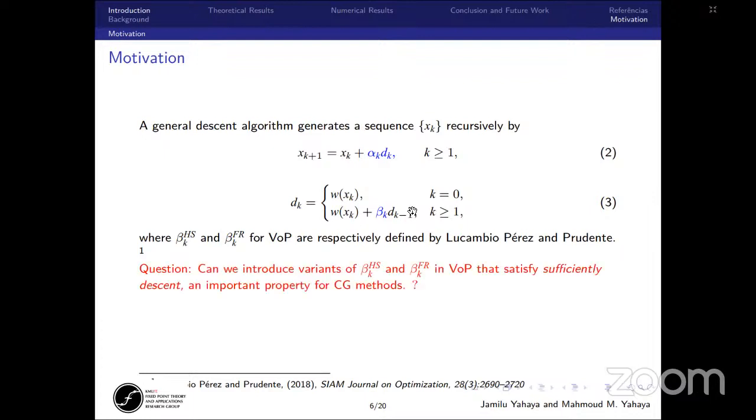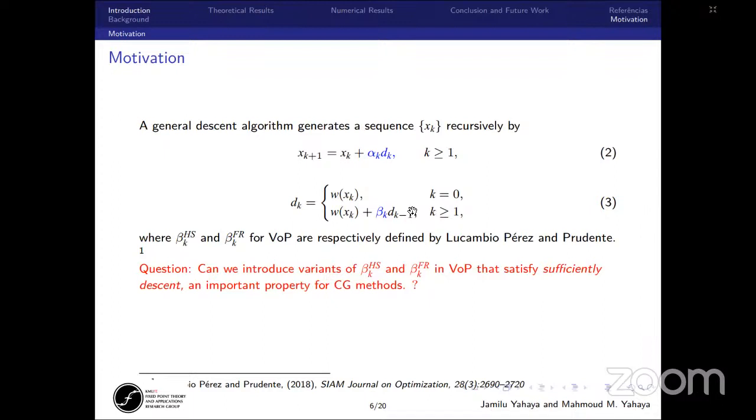But in equation number 3, we simply have w of xk when k is equal to 0. And when k is greater than or equal to 1, we have w of xk plus some term beta k dk minus 1. This w of xk will be defined in the subsequent slides. It's like the negative gradient as we know it in the classical sense, while the beta k here is what we normally use to differentiate one CG-based algorithm from the other.